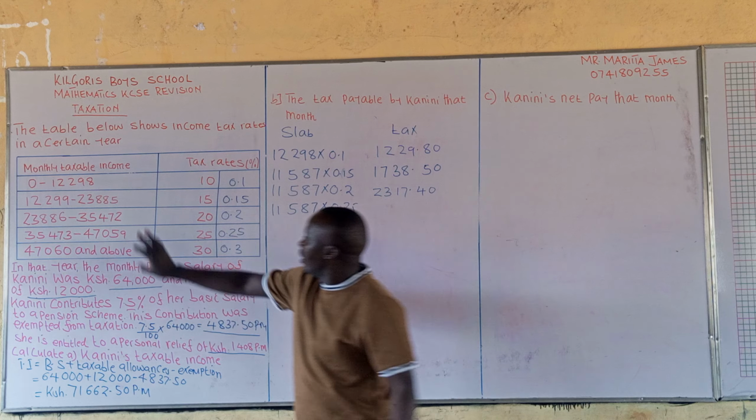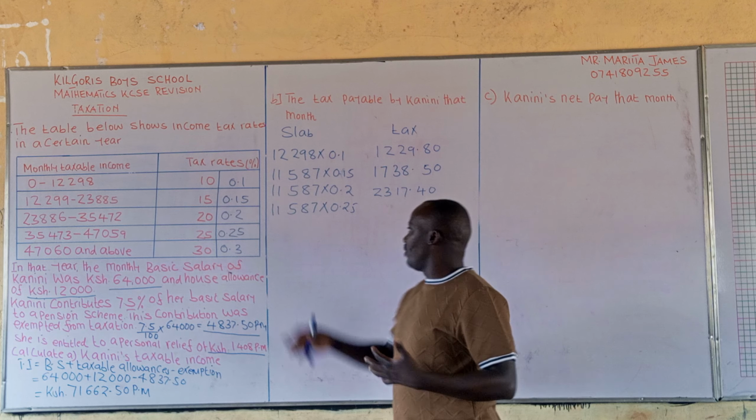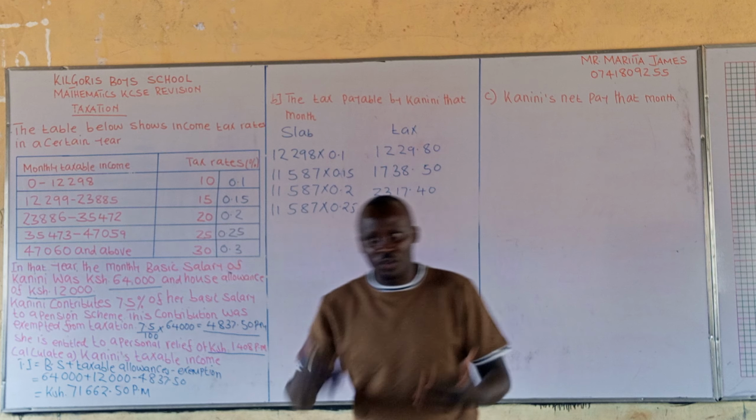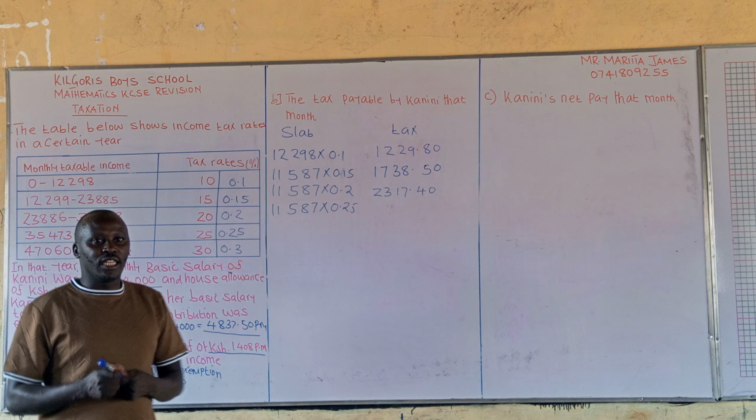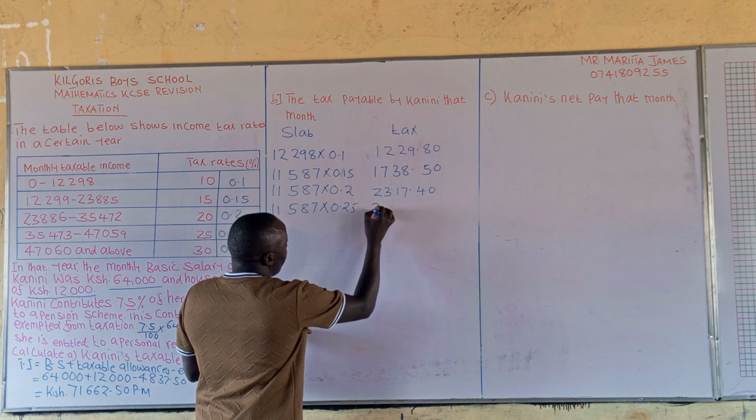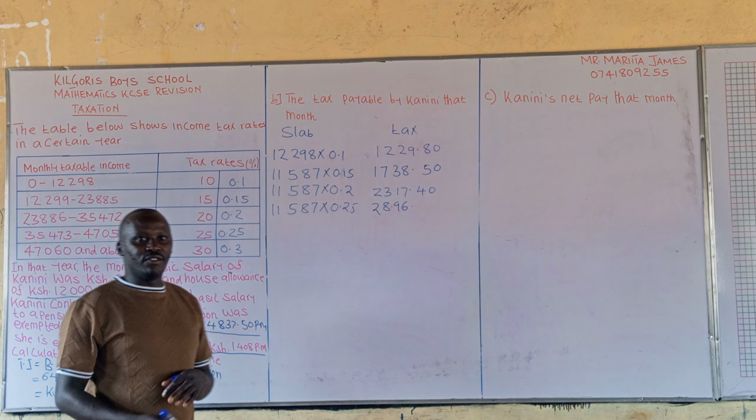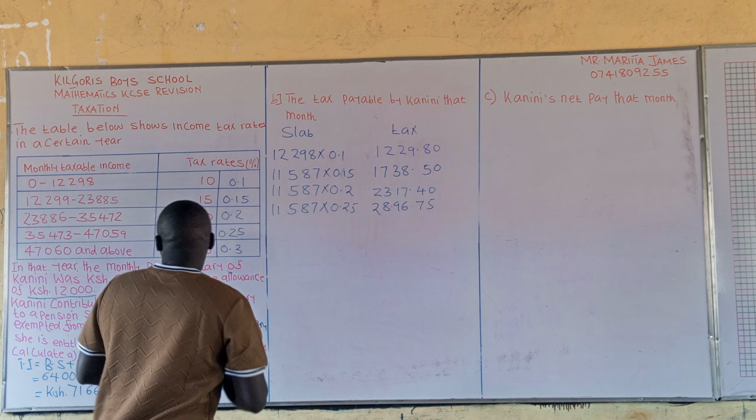So again, in this 25%, you take 47,059 minus 35,472. That one also gives us a difference of 11,578 times that rate of 25%. So in that rate of 25%, that one will give us 2,896 and then you have 75 cents.